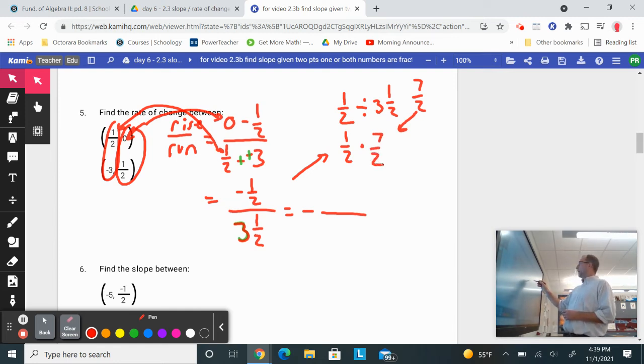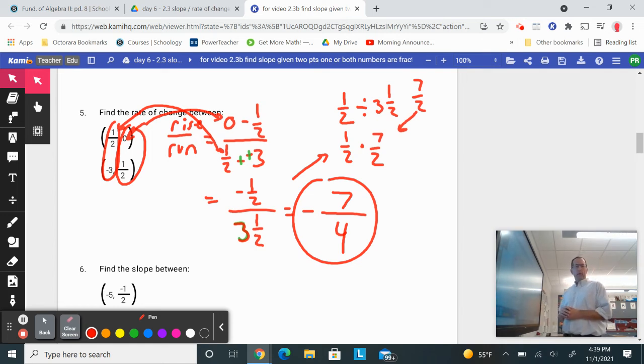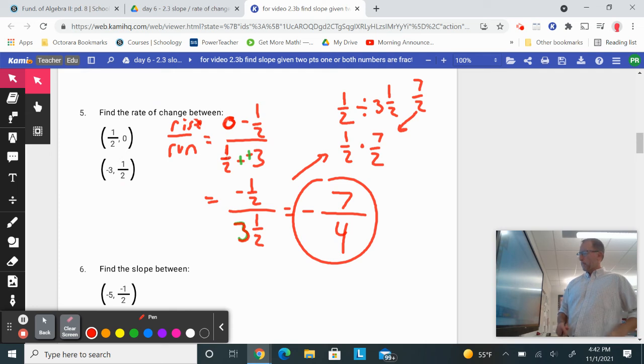Now, what's 1 times 7? 7. What's 2 times 2? 4. So my final answer, I knew it was going to be a negative, is going to be negative 7/4. Now, here's a perfect example. I went back to check before I entered this, and I noticed I made a mistake. Because when I told you I was going to take the reciprocal, I never took the reciprocal. The reciprocal should be 2 over 7.